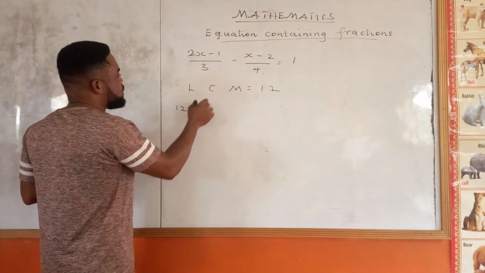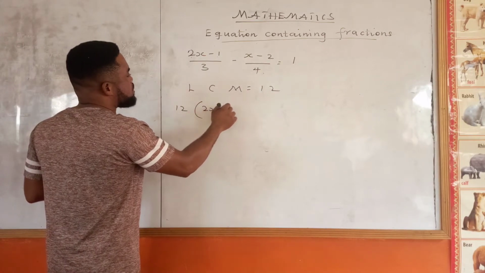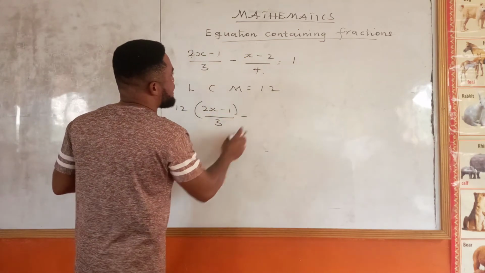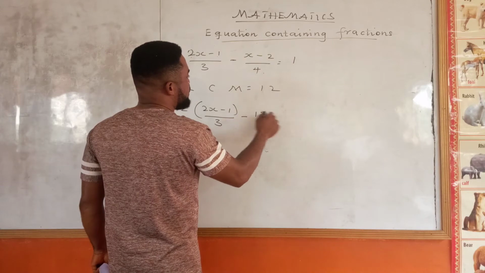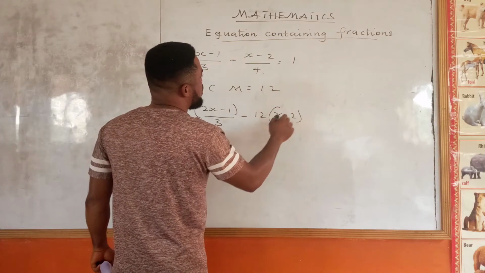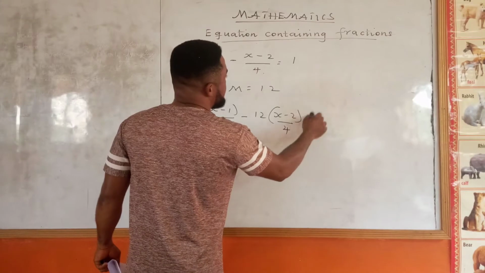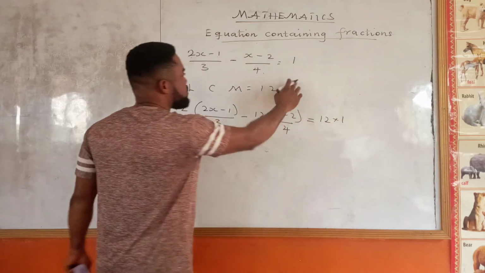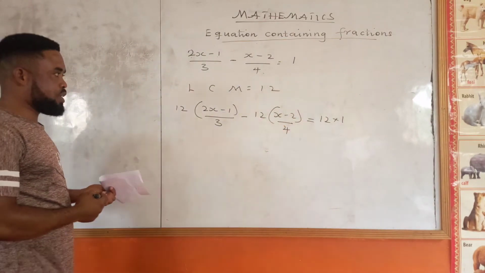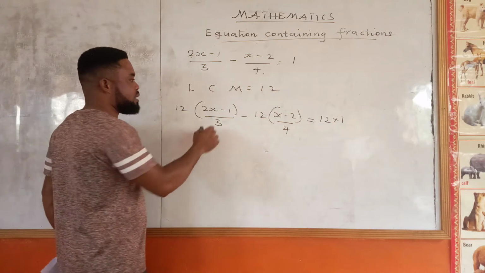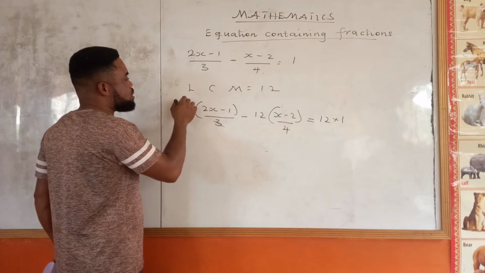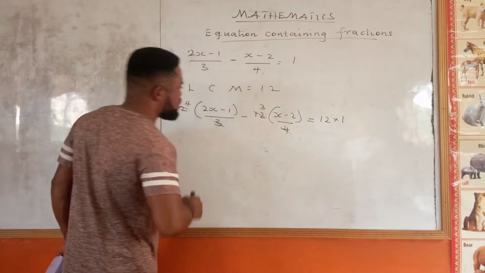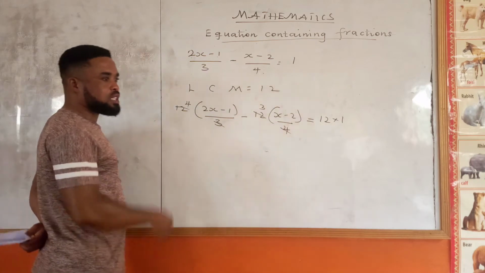So 12 into bracket 2x minus 1 all over what? 3. Then you bring your minus sign into bracket, then 12 here into bracket x minus 2 all over 4. Then you bring your equal sign, then you multiply 12 by what? 1. Let's look at that. So let's simplify. 3 will divide 12 how many times? 4 times. And then 4 divides 12 how many times? 3 times.